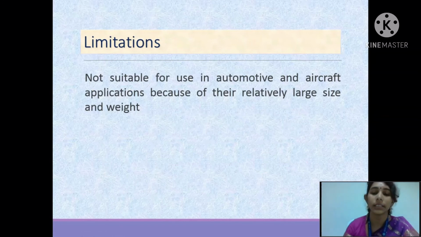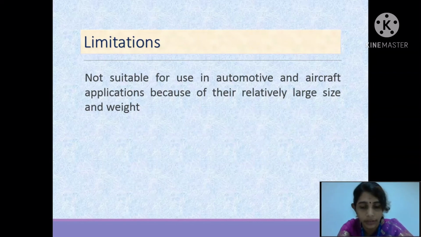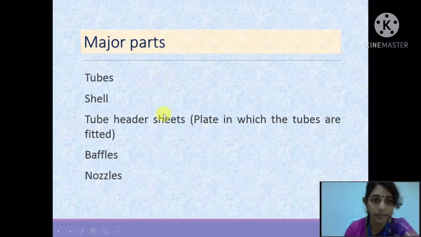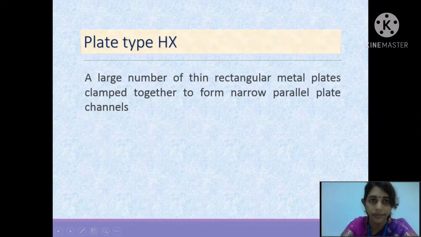Coming to the limitations, shell and tube exchangers provide really good effectiveness, but they are not applicable in all cases. For example, automotive and aircraft applications. The reason is their large size and weight, so they might not be suitable. So these major parts are very essential: tubes, shell, tube header sheets, baffle and nozzle. We have seen all these in the figure earlier.